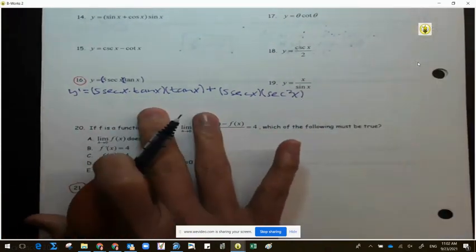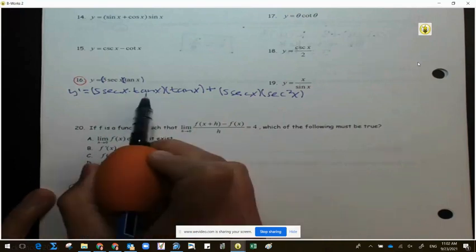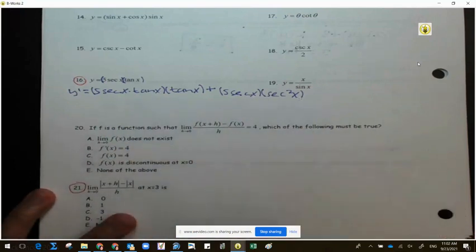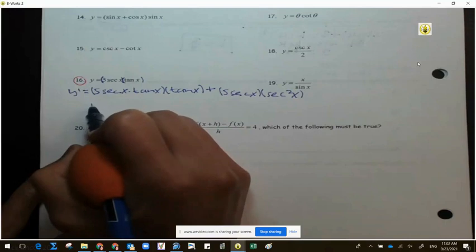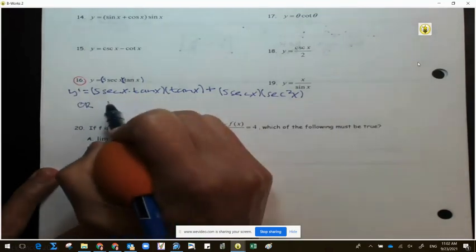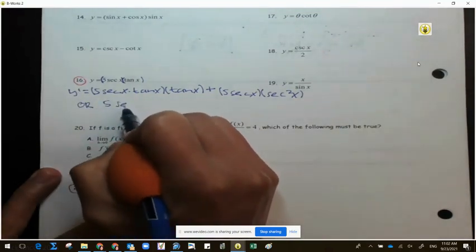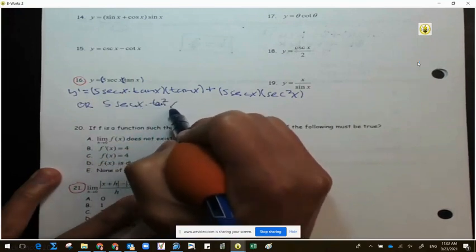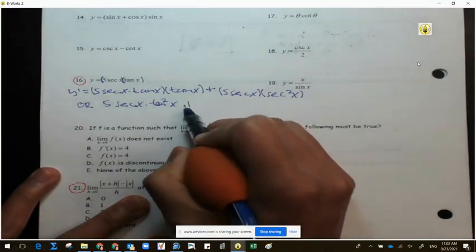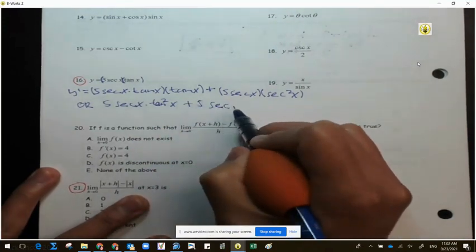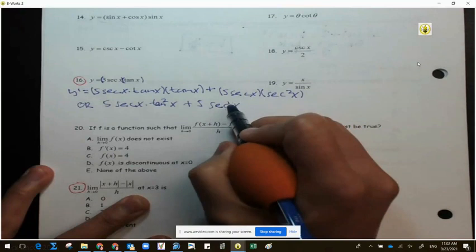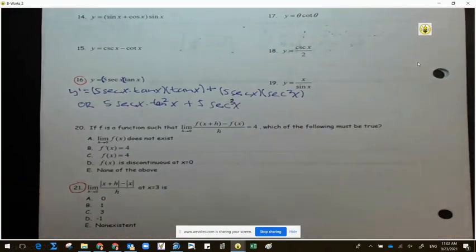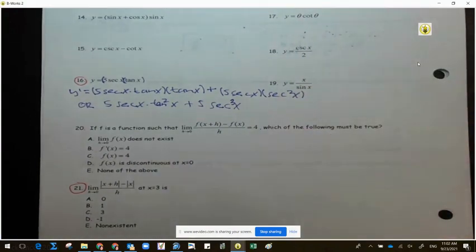Now, if you stop here, I'm perfectly fine with that. If you wanted to put the tangents together and secants together, go for it. And let's see what that looks like. So if you give me the following, I'm okay with 5 times the secant x, tangent squared of x, plus 5 times, and how many secants do I have on the second component? 3 of them. So you can keep it as it is, combine if you want to, doesn't really matter for me.